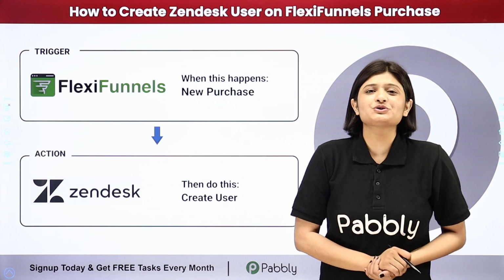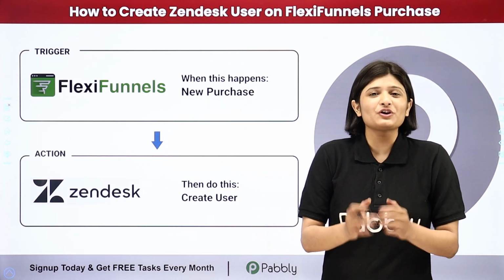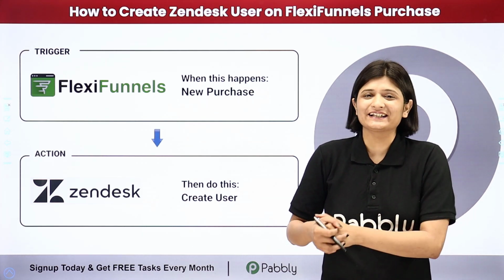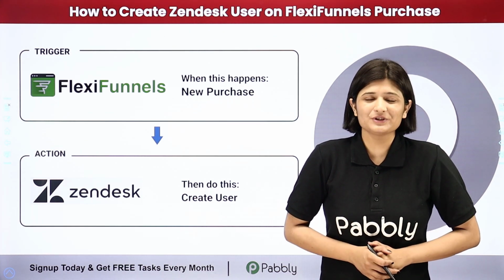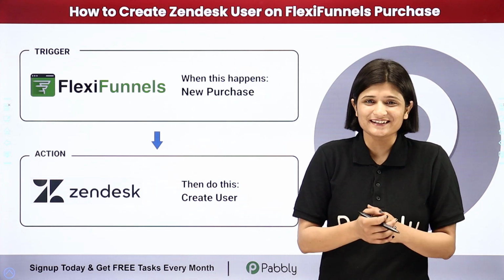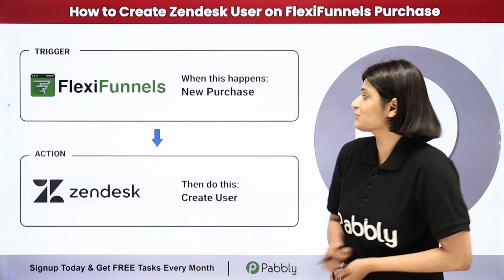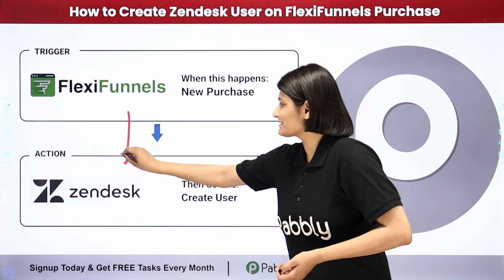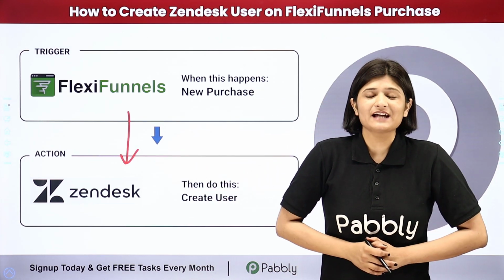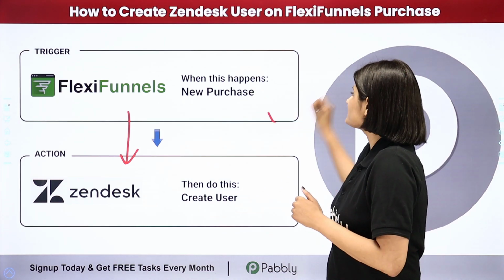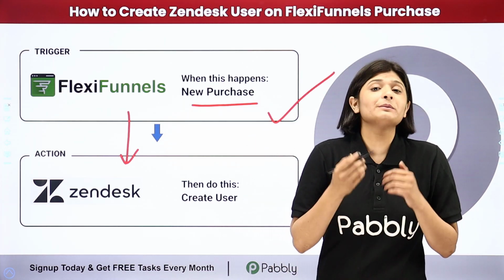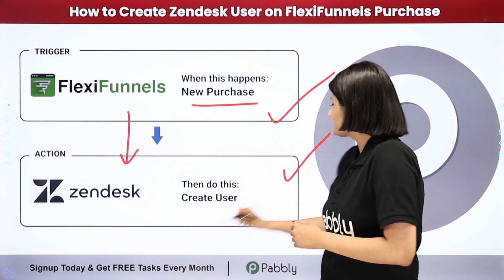So I am completely going to automate this process, and to do this automation I am going to use Pabbly Connect. So Pabbly Connect is an amazing automation and integration software which requires no coding or programming skills. Here I just need to build connection between FlexiFunnels and Zendesk. With the help of Pabbly Connect, I am going to build this connection in such a way that whenever I will receive new purchase in my FlexiFunnels, a user will be automatically created in my Zendesk account.